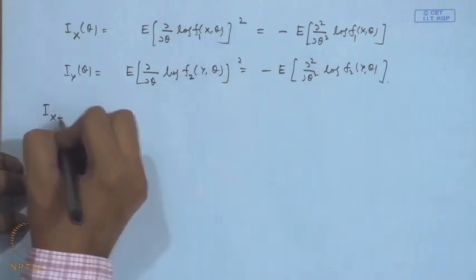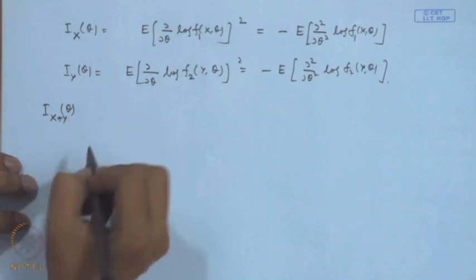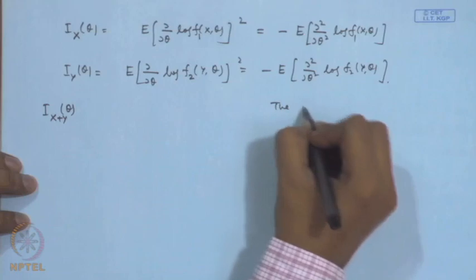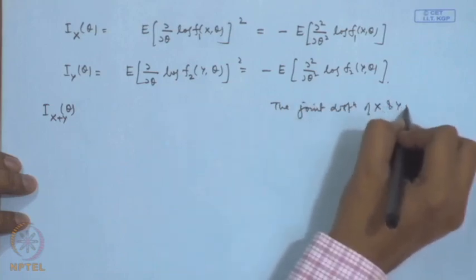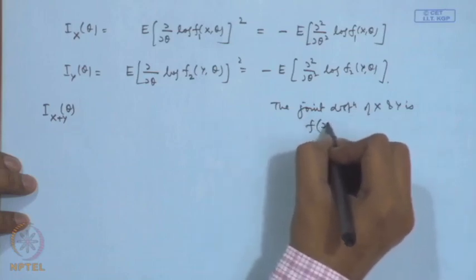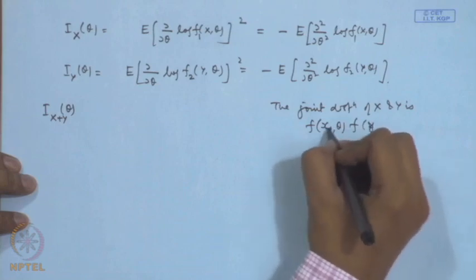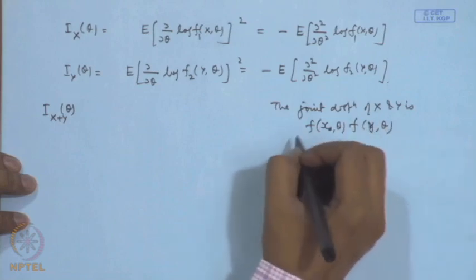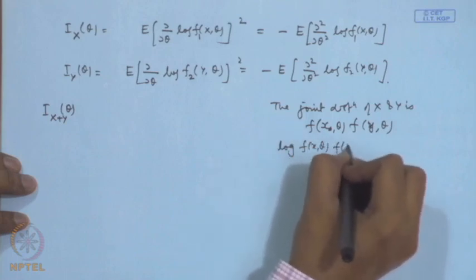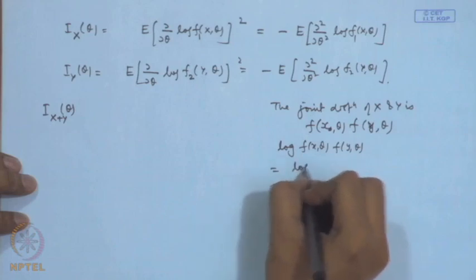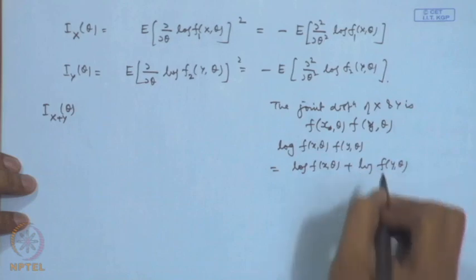Information in X plus Y. That means we will consider the joint distribution of X and Y. Because the distributions are independent, it is equal to the product of f_X(x;θ) into f_Y(y;θ). So, if I take log of f_X(x;θ) into f_Y(y;θ), it is equal to log of f_X(x;θ) plus log of f_Y(y;θ).